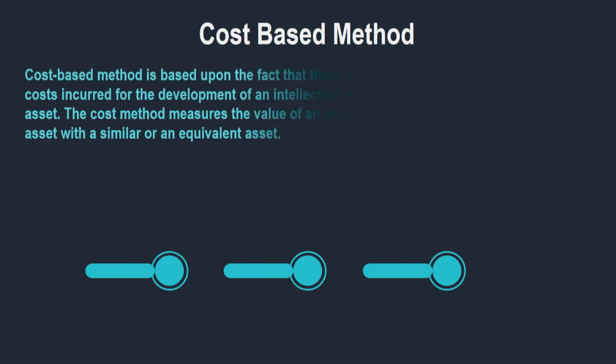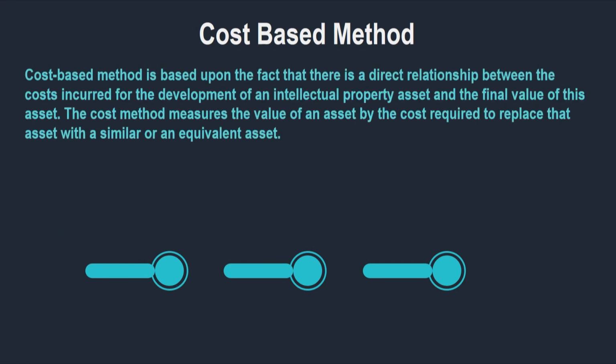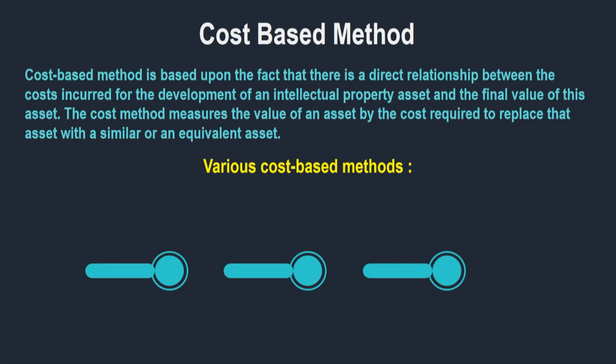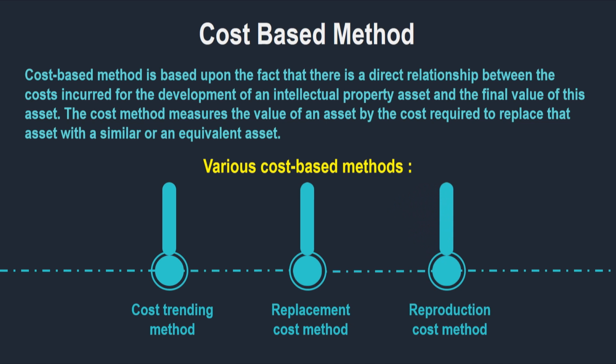Cost based method. Cost based method is based upon the fact that there is a direct relationship between the costs incurred for the development of an intellectual property asset and the final value of this asset. The cost based method measures the value of an asset by the cost required to replace that asset with a similar or an equivalent asset. That means, what cost is involved if instead of that particular IP asset you go for another equivalent IP asset. That is what we understand by the cost based method. Now, these cost based methods are further of different types: cost trending method, replacement cost method and reproduction cost method. The details of all these are given in the e-content of this unit.